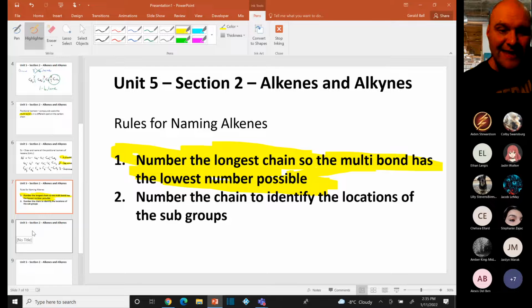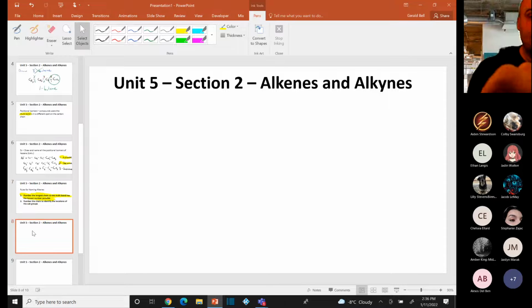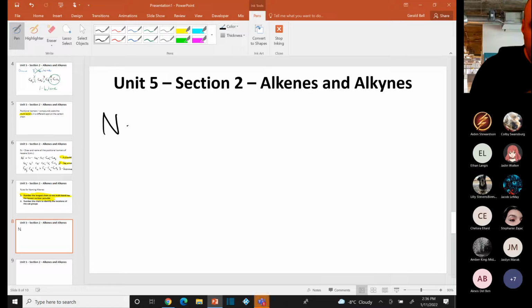So let's do that. Let's name the following. I think drawing is always easier. Naming is always a little more difficult. So let's try a couple of examples here. I don't really want to do a ton of them because they're a little repetitive. Name the following.